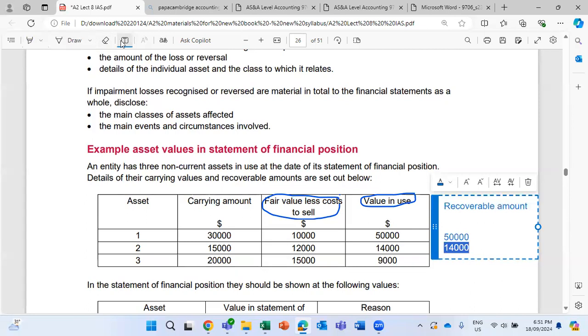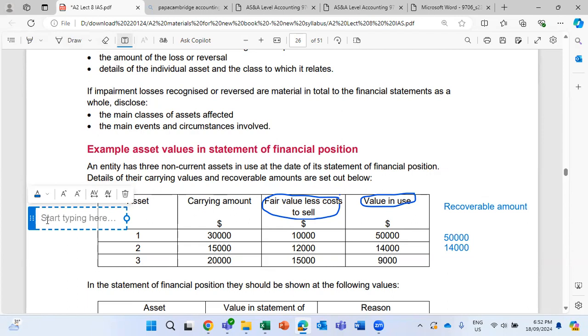So the double entry would be to debit impairment loss for 1,000 and credit the non-current asset, whichever category it is.